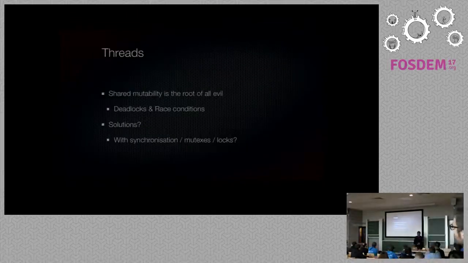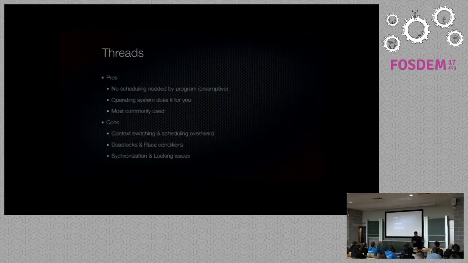So let's see the first kind of concurrency, which is threads. The issue with threads is that we share memory between multiple threads. That's the evil. They say shared mutability is the root of all evil. Because of threading and shared mutability, we get issues like deadlocks and race conditions. To avoid deadlocks and race conditions, we have mutexes and locks or synchronization techniques. And this is a very low level way of doing it, so there are lots of issues.